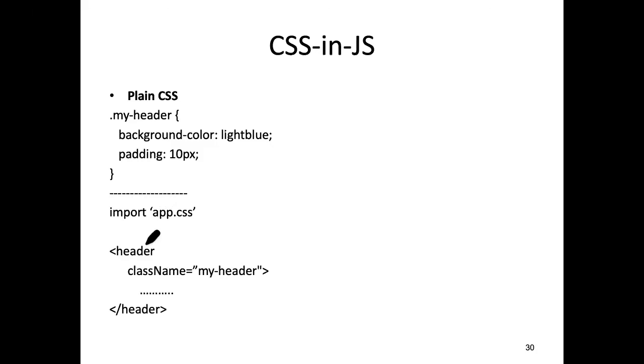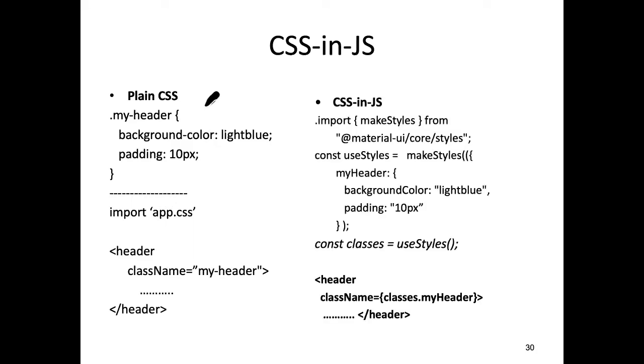But if I had one of my own components that I wanted to apply a CSS class to, then this is how we do it. We've seen that from the earlier labs. So that's using the plain CSS model. But if we want to use Material UI, we can't use the plain CSS model. We have to use the CSS in JavaScript model.